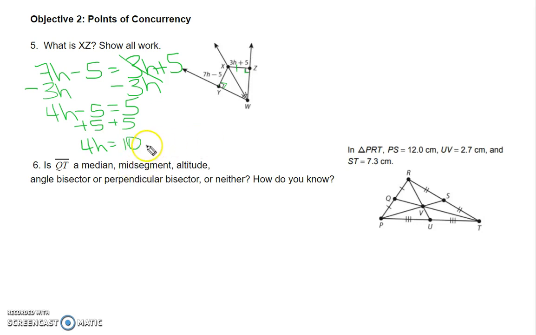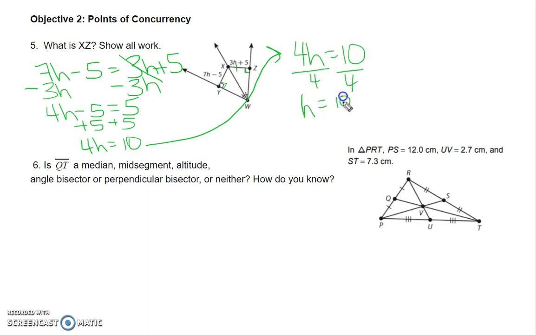I'm going to move on over. 4h is equal to 10, which means I need to divide by 4. And h is equal to 10 over 4, which reduces to 5 over 2. And decimal-wise is 2.5. So either one of these two answers would be acceptable.